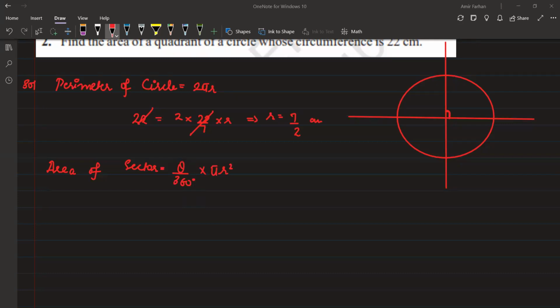Okay, let's calculate. Theta will be 90 degrees. Divided by 360 into pi r square, so 22 by 7 into 7 by 2 into 7 by 2. 7 will cancel out, and 90 into 4 is 360, so 4 cancels out, and it will be 11 and 2 will be left. So what is left is 77 by 8 centimeter square. That's your answer. Clear, Adil?